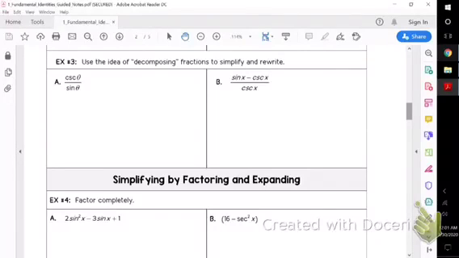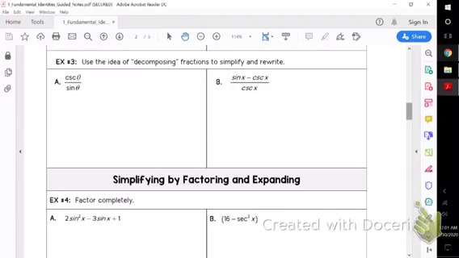Okay, in example 3, it says to use the idea of decomposing fractions to simplify and rewrite. What does it mean, decomposing fractions? Remember, to decompose is for something to fall apart. So we're going to take apart these fractions. So let's start out looking at A.